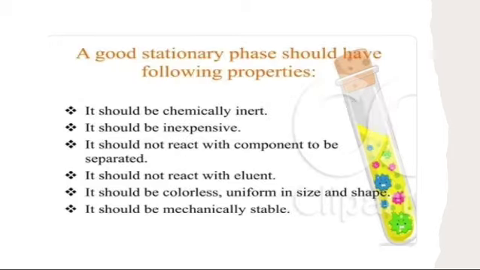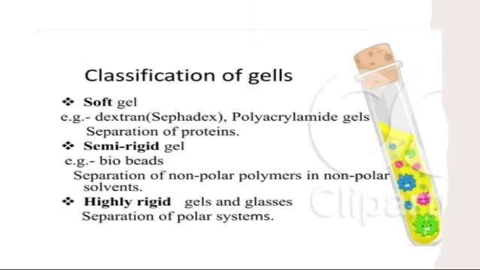The stationary phase should be chemically inert, inexpensive, should not react with the components to be separated, should not react with the eluent, should be colorless, uniform in size and shape, and mechanically stable. Classification of gels: soft gels, for example dextran and Sepharose, for separation of proteins. Semi-rigid gels, for example Bio-Beads, for separation of non-polar polymers in non-polar solvents. Highly rigid gels and glasses, for separation of polar systems.